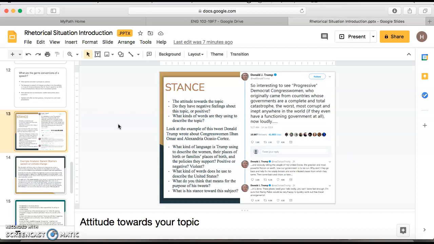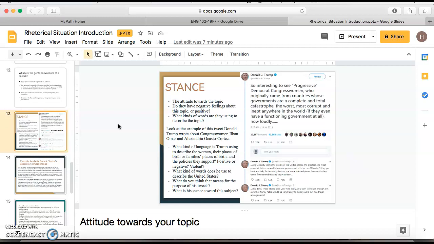And then you can compare that to the words that he uses to describe the United States. His stance towards the United States is quite different. He describes it as greatest, powerful, so really great adjectives that show a very positive view of the United States.